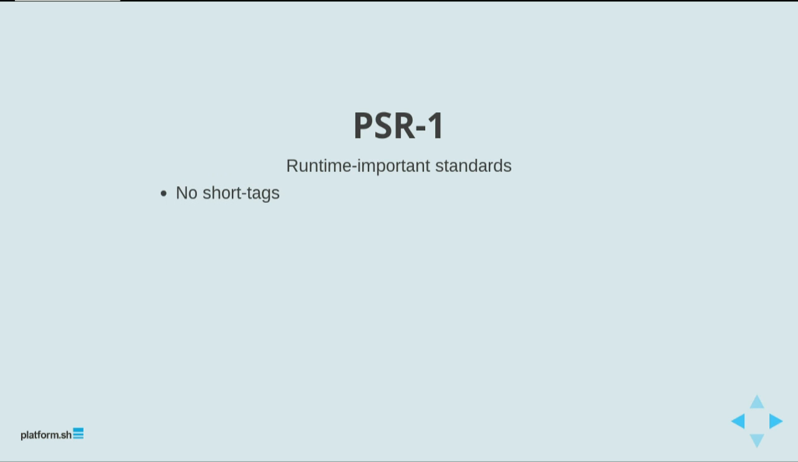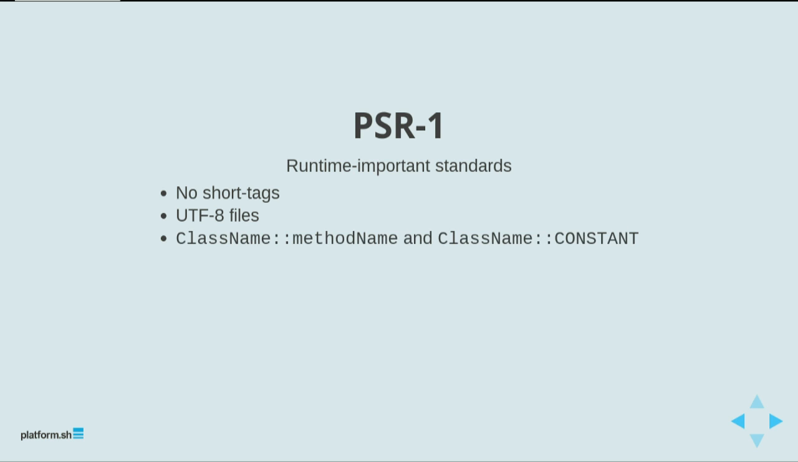So for example, don't use short tags, please. Your file should always be in UTF-8 character encoding, not in Windows 1252 or whatever it is, thank you. Camel case your classes, capitalize your constants, stuff like that. Use an autoloader of some kind, please. And if you have a given file, it should either declare functions and declare classes, or it should have code that executes in the global namespace. One or the other, not both.